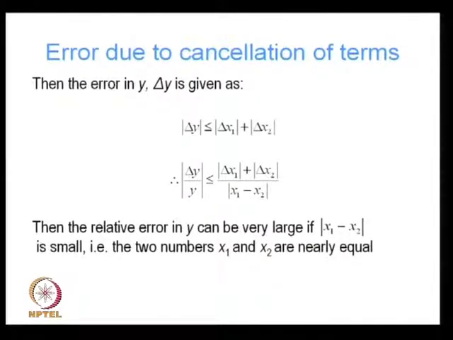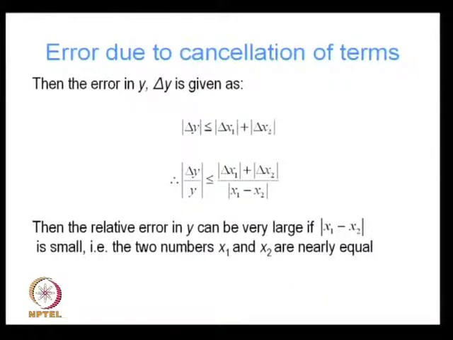So, from that equation, dividing both sides by mod of y, we get mod of delta y by y is less than or equal to mod of delta x1 plus mod of delta x2 divided by mod of x1 minus x2. It is clear from the last expression that the relative error in y will be very large if mod of x1 minus x2 is small, that is, if the two numbers x1 and x2 are nearly equal.